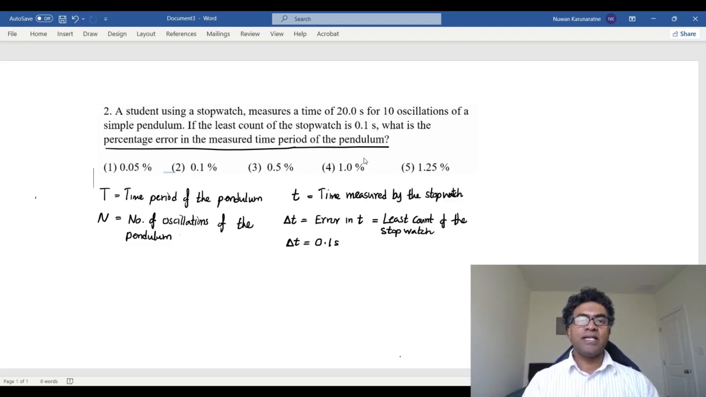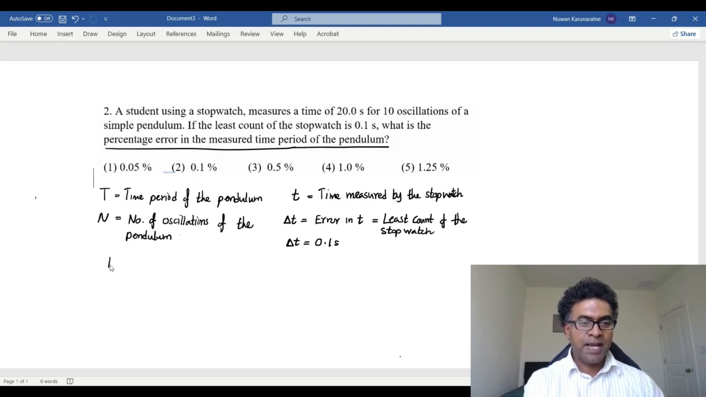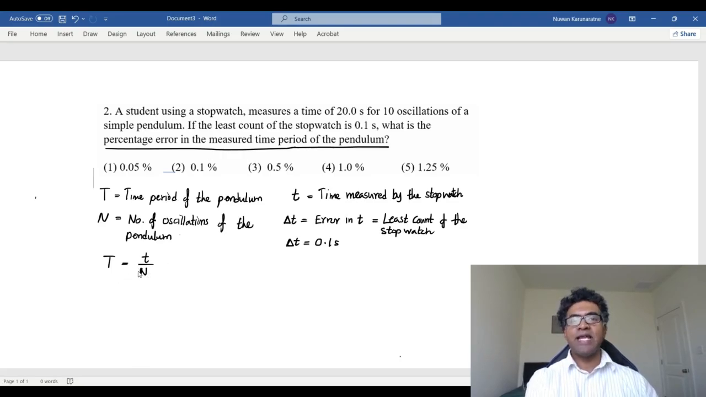So what is the relationship between the time period of the pendulum and the measured time of the stopwatch? It's very clear that the time period of the simple pendulum, capital T, is equal to the time measured by the stopwatch, simple t, divided by the number of oscillations of the pendulum. Okay, so that's the relationship that connects the two variables.